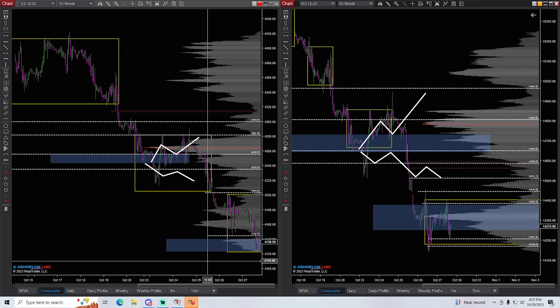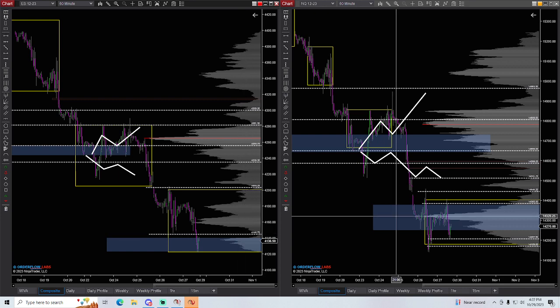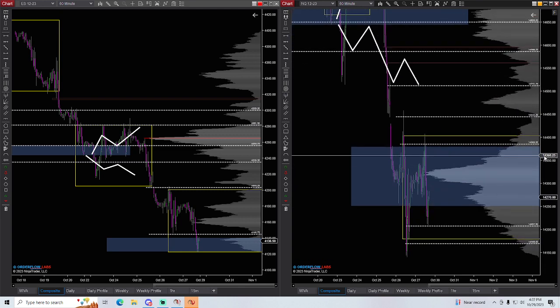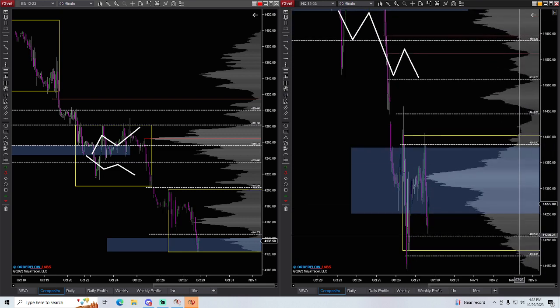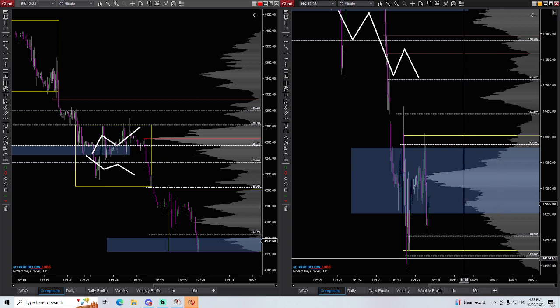With that being said, same thing with the S&P: keeping awareness of this LVN at the 4145 area. Same thing on the Nasdaq, I'm paying attention to this area about 14,210 to 14,170. Just having awareness of that, not really tradable information, but to have an awareness of that. Those were some low volume areas.